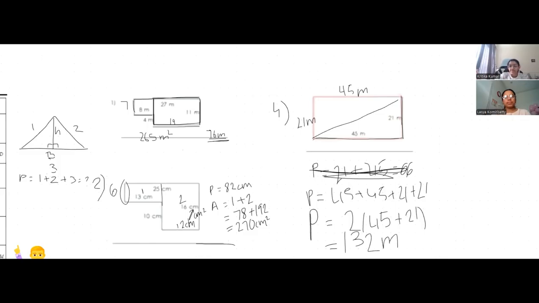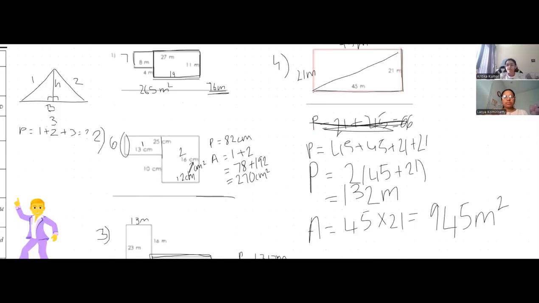And then we move on to area, which is pretty simple. All you have to do is multiply the 2 side lengths. So the area is going to be 45 times 21, which should give you, it's a huge number, guys, 945 meters squared. So anything with area is always meters squared and not just meters. And it doesn't just have to be meters, it could be any unit. So it could be centimeters squared, meters squared, feet squared, or anything at all, right?